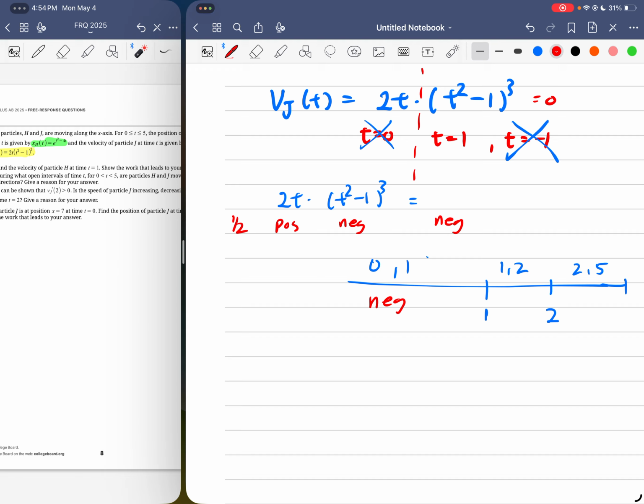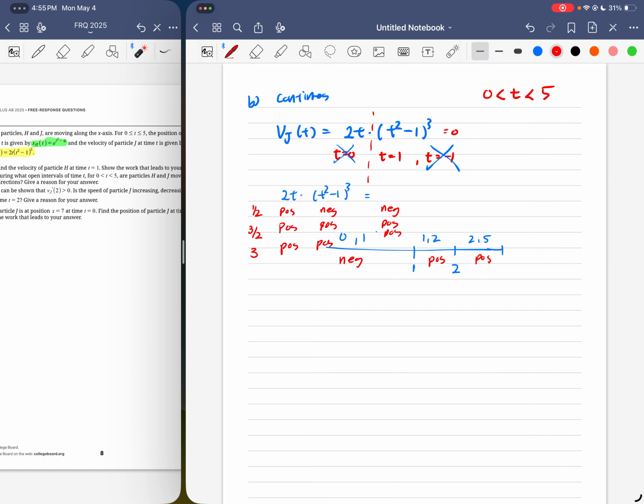Let's choose any number between 1 and 2, maybe 3/2. This is going to be positive. 1.5 times 1.5, I don't know what it is, but I'm pretty sure that's going to be bigger than 1. So this is going to be positive. Any number between 2 and 5, let me choose maybe 3. It's going to be positive. So this is also positive.